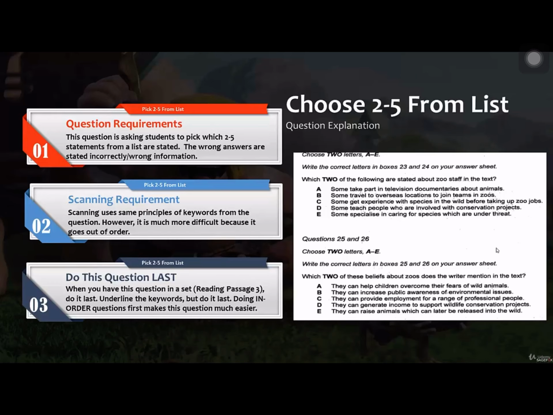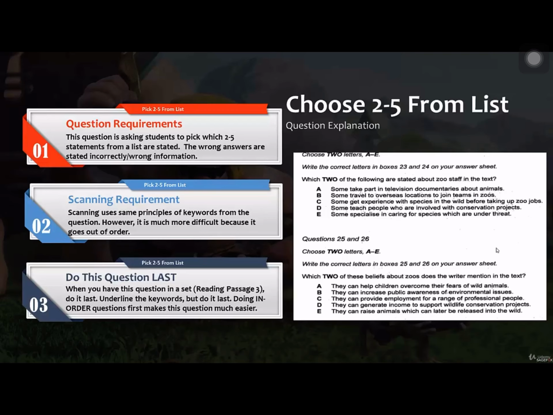So here, they're requiring you to pick 2 of A, B, C, D, E that are mentioned. The other question type is where they give you one list, A, B, C, D, E, F, G, H, I, and they'll say, which 3 did the author say? Or which 5 did the author say? So in terms of the requirements, this question is asking students to pick which 2 to 5 statements from a list are stated. The wrong answers are stated incorrectly or given wrong information.